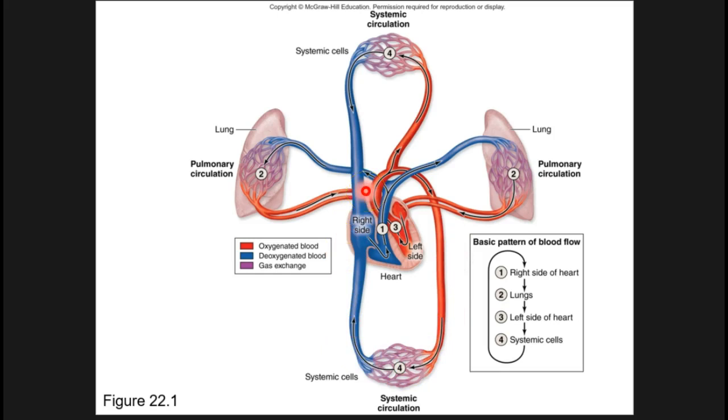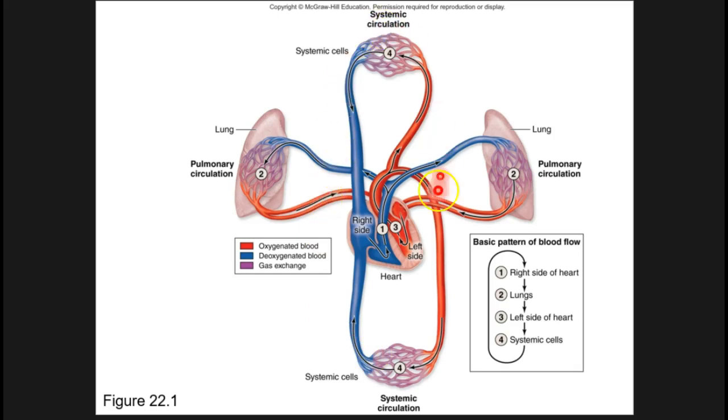What we mean by that is one side of the heart is responsible for receiving blood from the body and pumping it to the lungs, where it will get oxygenated. And the other side of the heart receives blood from the lungs and is responsible for pumping it to the body. So the right side of the heart is going to pump to the pulmonary circulation, whereas the left side of the heart is going to pump to the systemic circulation.